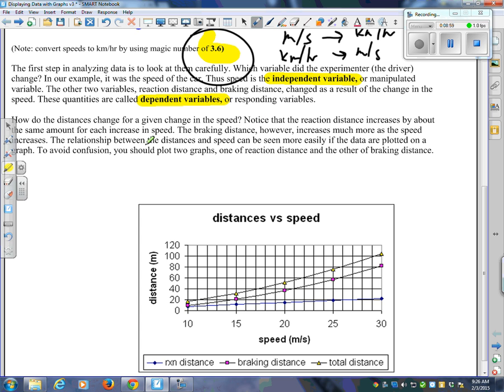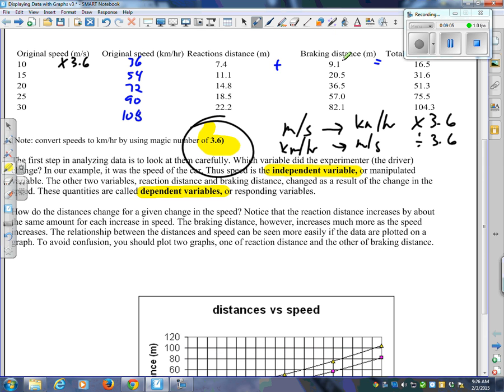The relationship for the braking distance, however, increases much more as the speed increases. Look at this. As you go up from 10 to 15, it went from 9.1 to 20. About 11. Here, we went another 5, it went up by 16. Are these going up by the same amount each time? No. This graph we can see is going to be linear, and this graph we can see is going to be curvy of some nature.